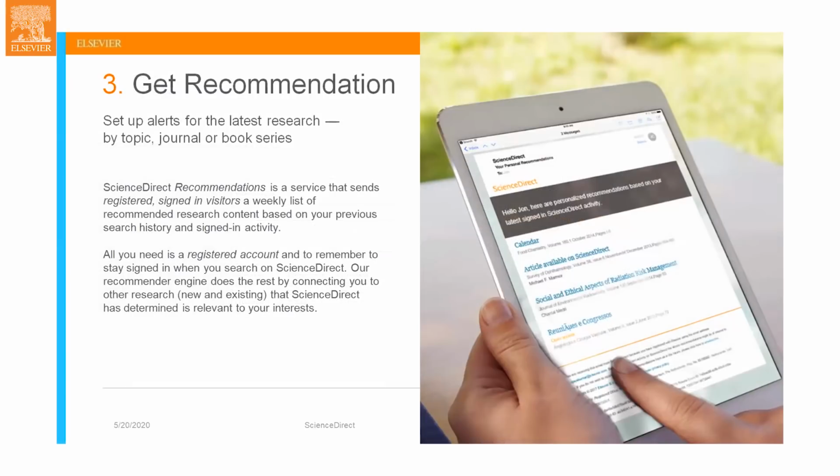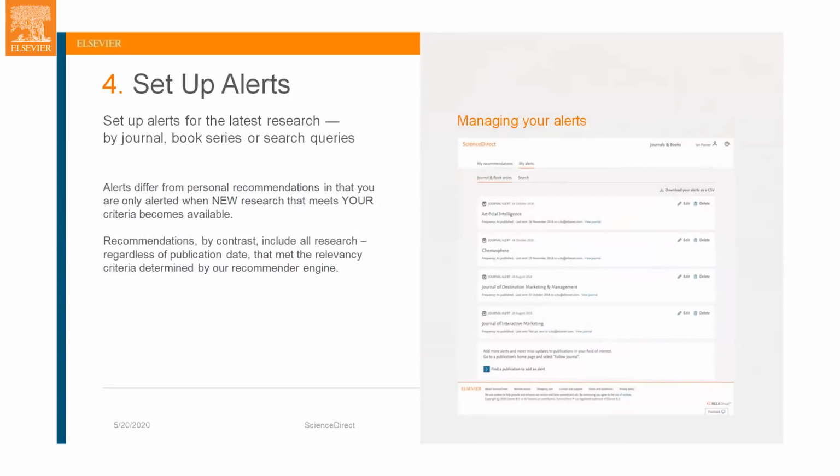You will get recommendations based on your previous search and histories, and your activities on ScienceDirect. You can also set up alerts. It's a bit different with recommendations, because with recommendations you get all the articles related to your search. It doesn't matter when they were published. But for your alerts, you will get only newly published articles which match your search history.